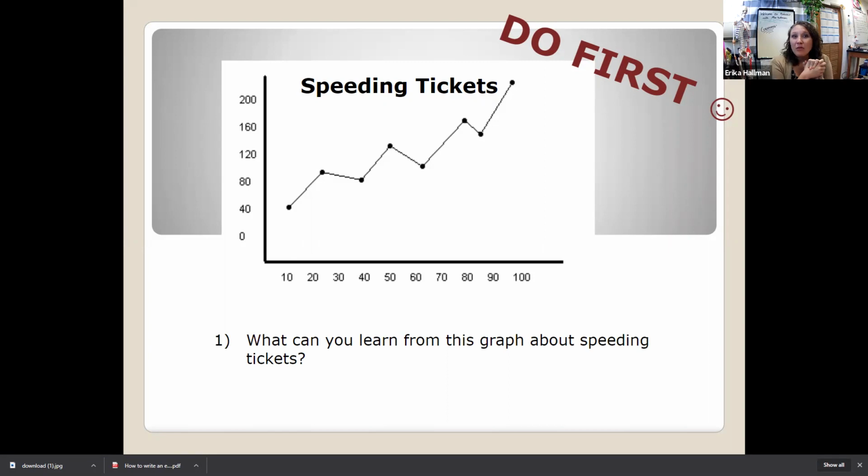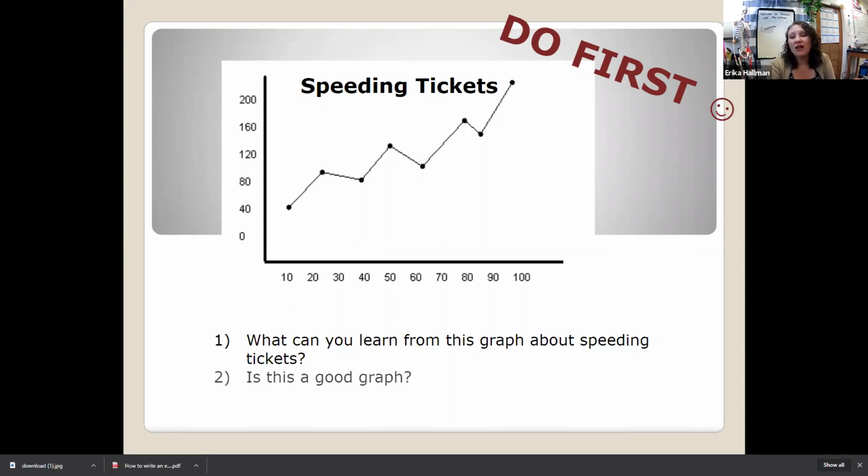Now, most people, when they look at this graph, know that the topic has something to do with speeding tickets. Then students usually say something is going up. We can see a general progression of the line going up. But there's not a whole lot else to go on. For both of our axes, we don't really know what the 0 to 200 is, or what the 10 to 100 is on the bottom. So that's pretty much all we can learn from this graph.